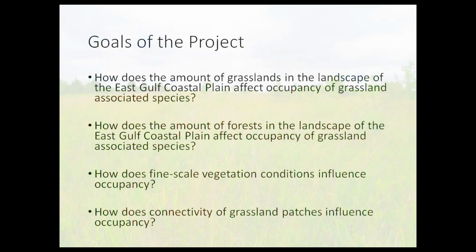So the goals of Kevin's project fit nicely into the larger goals of our research project for the GCPO. We first needed to gather some data on the non-avian species, and these were some of the core questions that Kevin asked in his research. How does the amount of grassland in the landscape surrounding a patch affect the occupancy of those grassland-associated species at that patch?